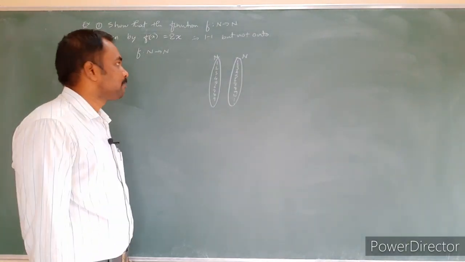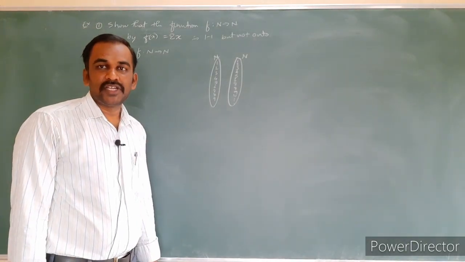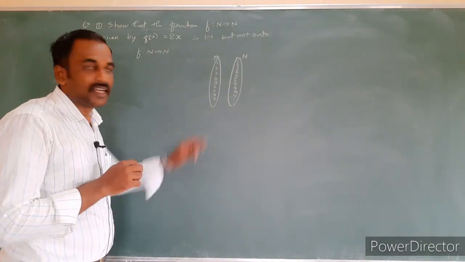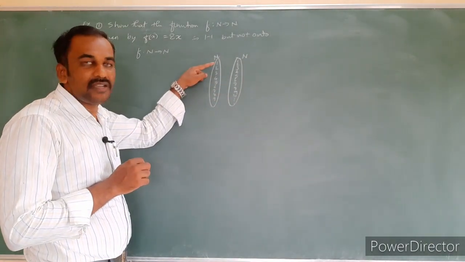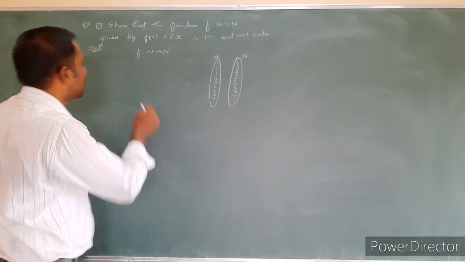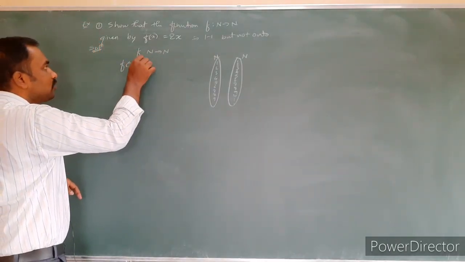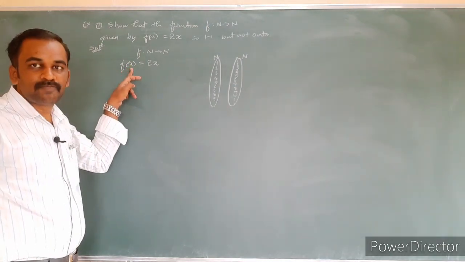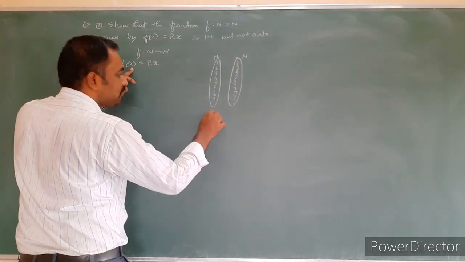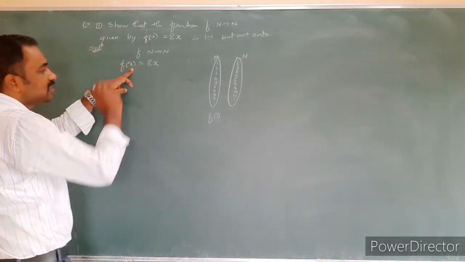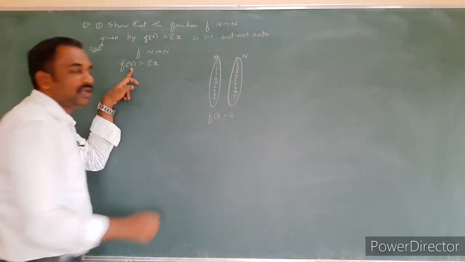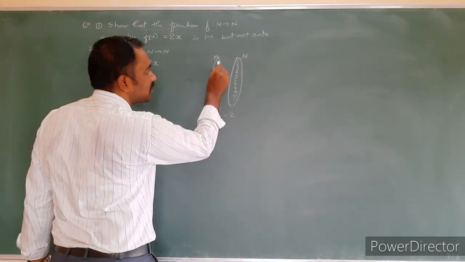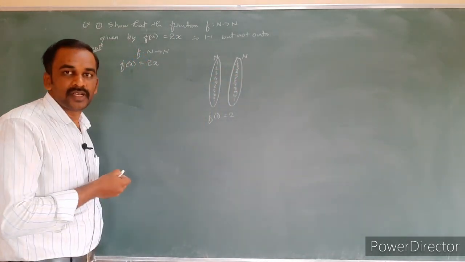Now try to get the images of each element. What is the image of 1? The function is already defined: f of x is equal to 2 times x. Just replace the x value with 1. Wherever x is there, replace it with 1. What will we get? We get 2. So f of 1, the image of 1, is 2.